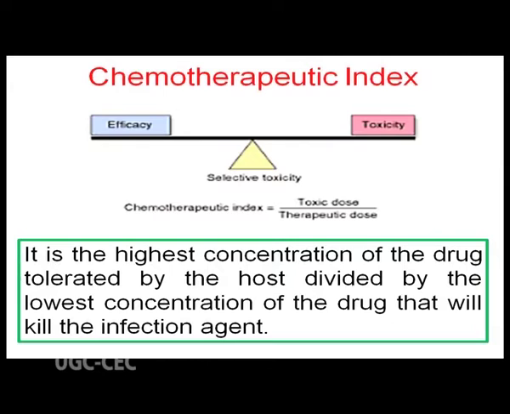Chemotherapeutic index is defined as toxic dose by therapeutic dose. It is generally associated with an antibiotic. It is the ratio of the highest concentration of the drug that can be tolerated by the host to the lowest concentration of the drug which will kill the infectious agent.